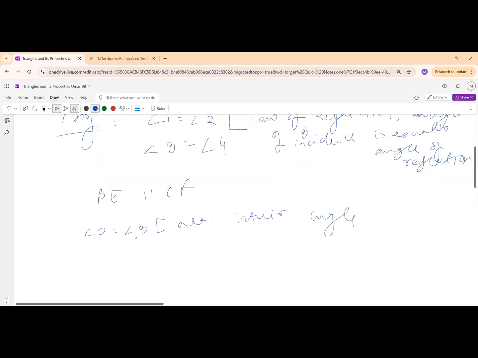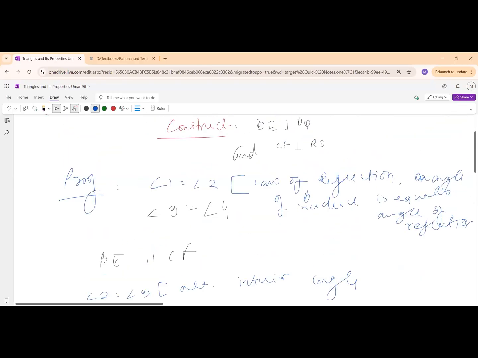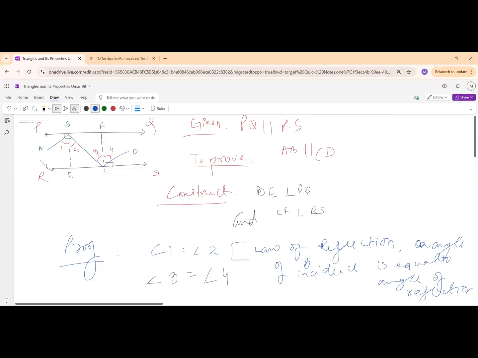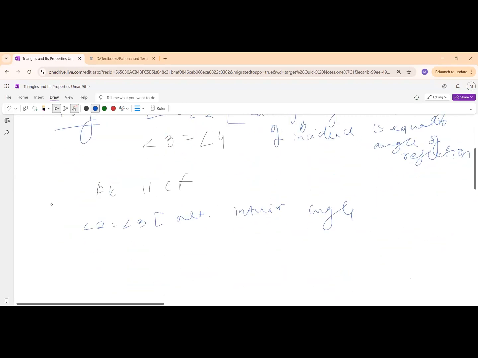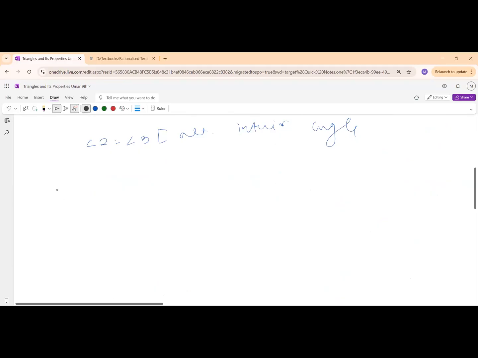Now, can I write angle 1 plus angle 2 as angle 2 plus angle 2? Basically, I can write that as twice of angle 2, right, Umar? Are you getting my point? And can I write angle 3 plus angle 4 as angle 3 plus angle 3? So this means twice of angle 3.